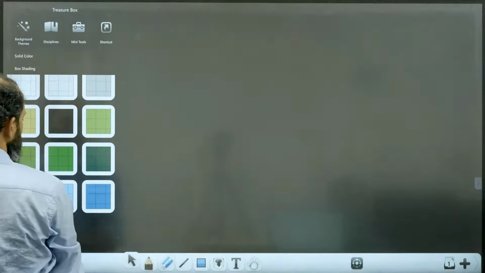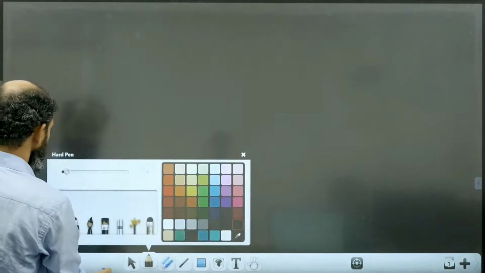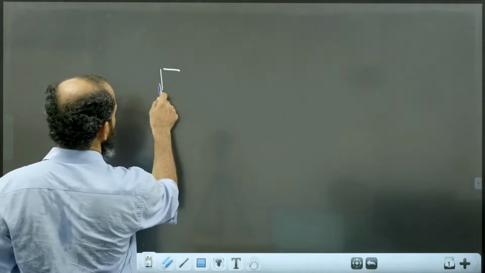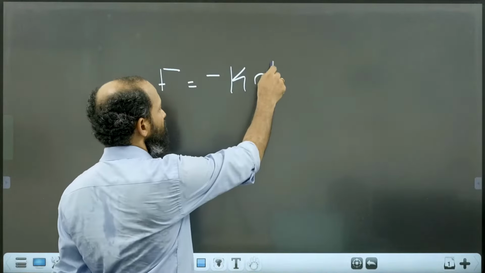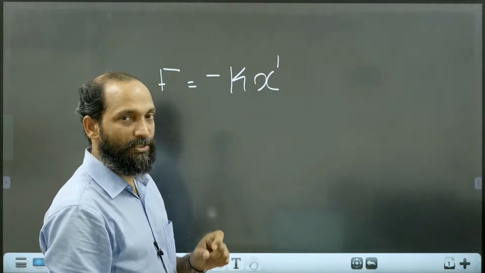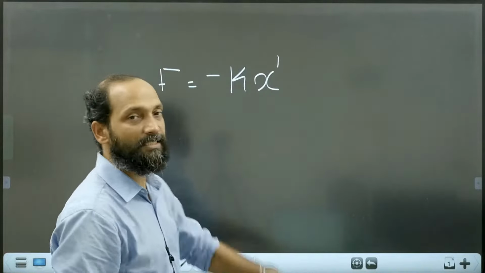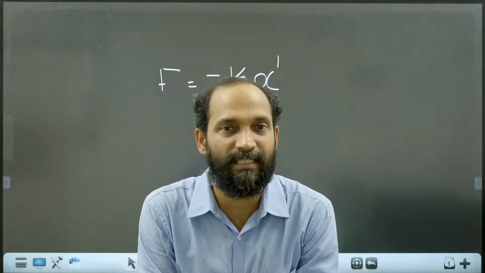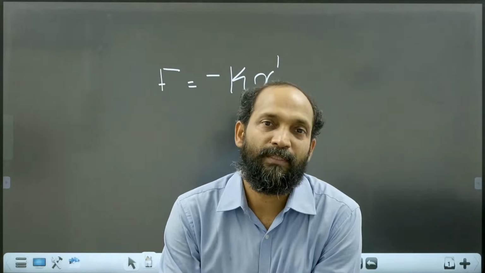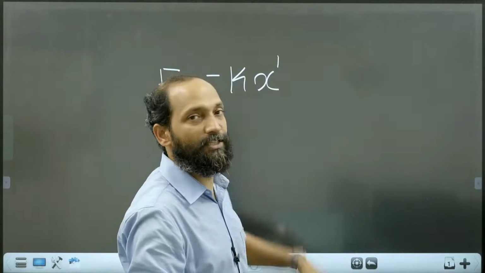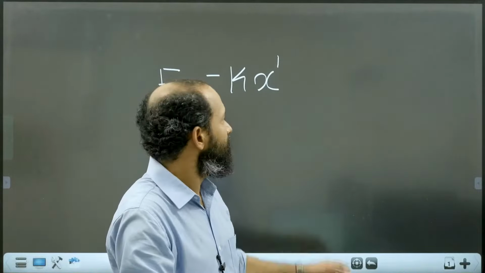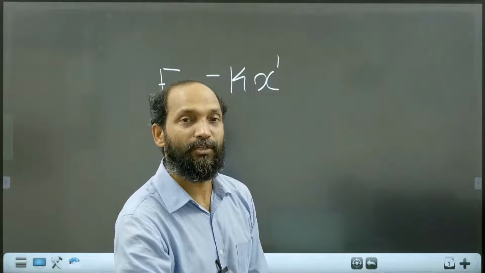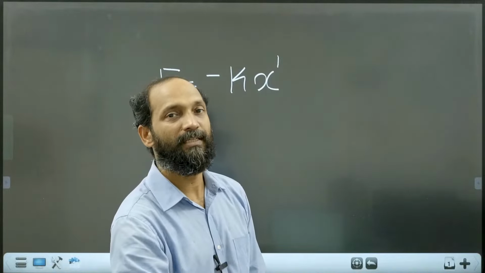And that force should be of this form, which is F is equal to minus kx. The power of x should be 1. Then only this motion is said to be simple harmonic. So this is the necessary and sufficient condition for a motion to be simple harmonic, that F is equal to minus kx. If the power of x is 2, x raised to 4, x raised to 6, any even number, that will not be oscillatory. Instead, that motion would be in a straight line.